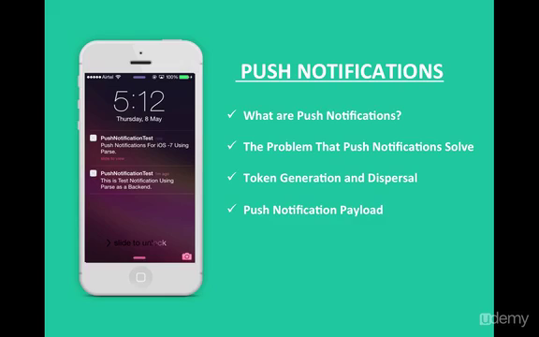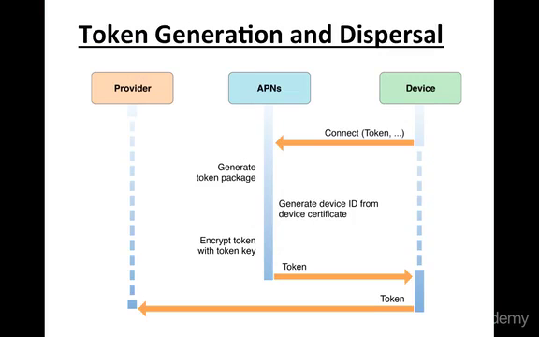So how does it work? When an application is installed on a device, the system receives the registration request from the application, connects with APNS, and forwards the request. APNS generates a device token using information contained in the unique device certificate. The device token contains an identifier of the device. It then encrypts the device token with the token key and returns it to the device.